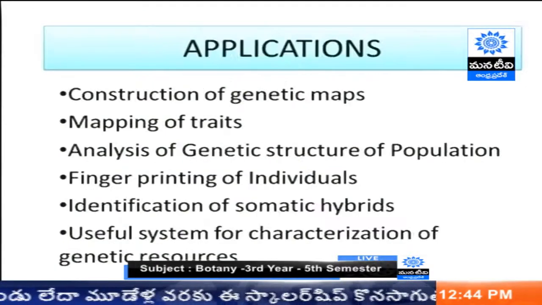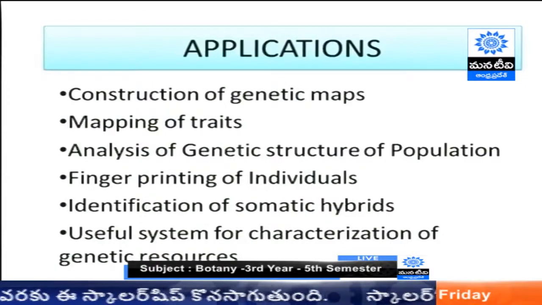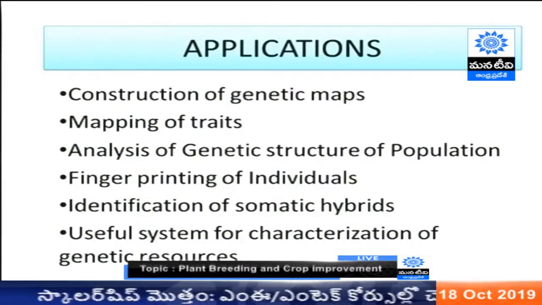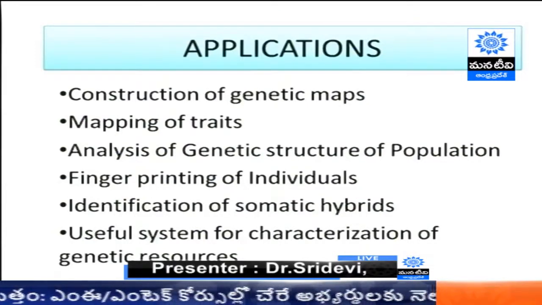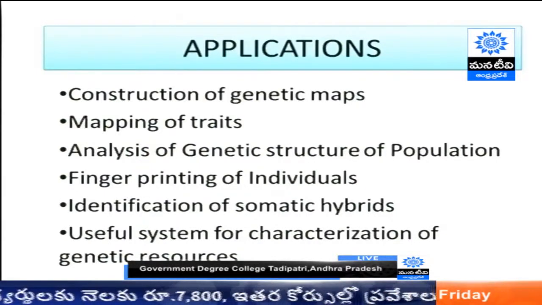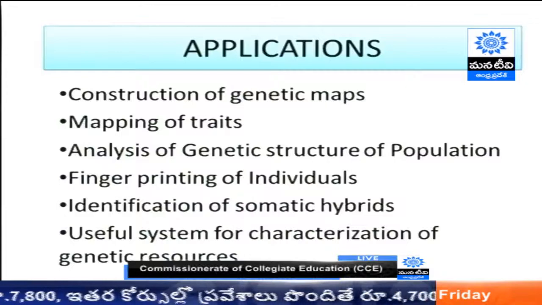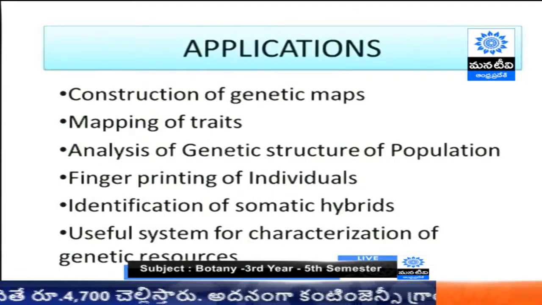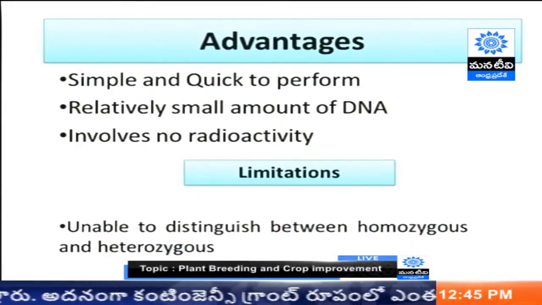The RAPD applications are construction of genetic maps, help in the mapping of traits, analysis of the genetic structure of populations, fingerprinting of individuals and identification of somatic hybrids. Finally, it is a very useful system for the characterization of genetic resources.